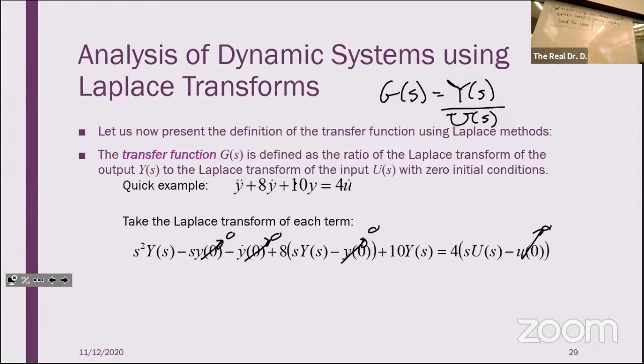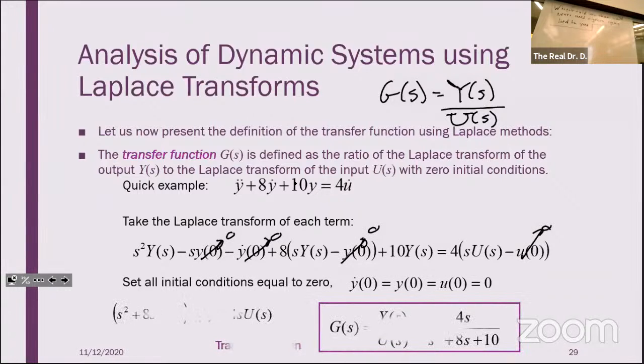All my initial conditions are zero. Right? Set all my initial conditions equal to zero. Well, this just got really interesting, because I end up with s squared plus 8s plus 10. Hey, isn't that just the characteristic equation of the system?